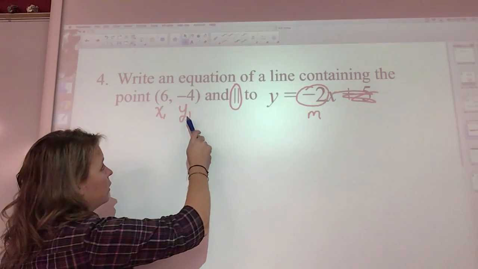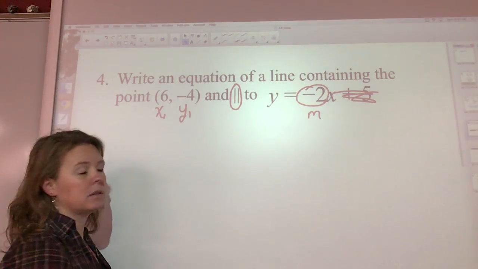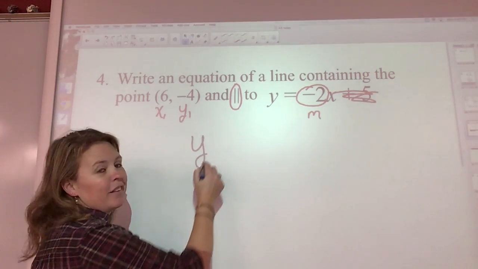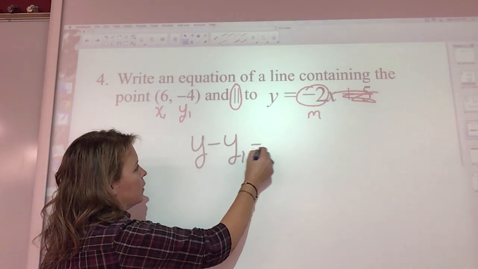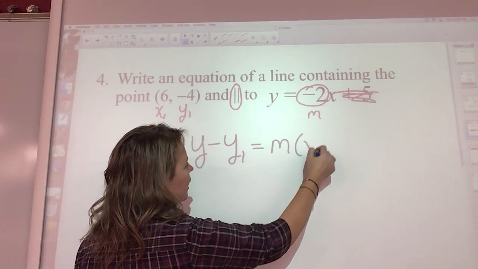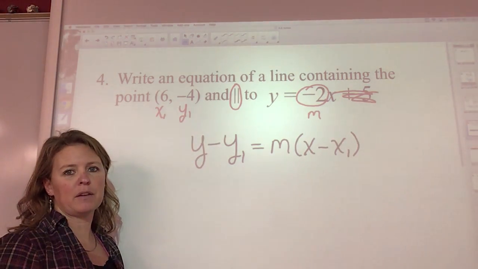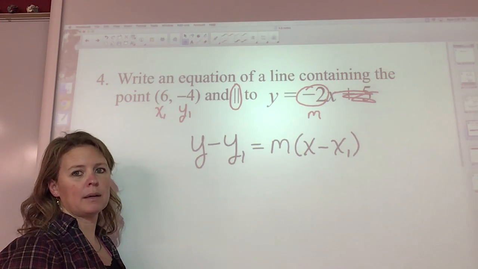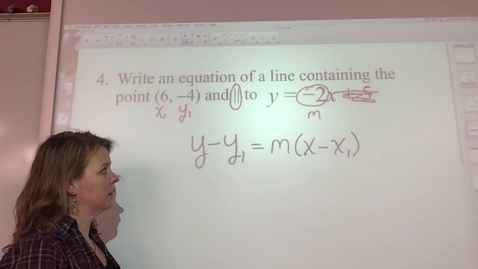We have x1, we have y1, we have slope. What are we going to do with x1, y1, and slope? Your favorite. We've got more of these. y minus y1 equals m times x minus x1. Actually, these maybe are your favorite because we've done them so many times already that once you're good at it, then you like them better.